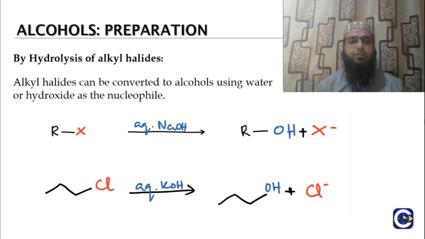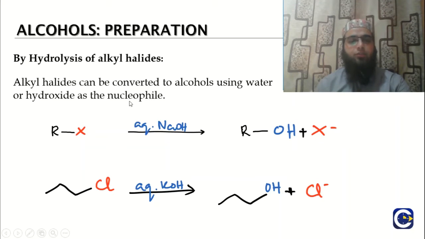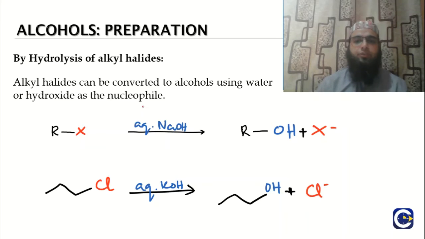The first reaction for the preparation of alcohols from alkyl halides is this: alkyl halides can be converted to alcohols by using water or hydroxide as the nucleophile. From water or hydroxide, we get a nucleophile, and the nucleophile in this case will be hydroxide, OH negative. That will attack the alkyl group, kick off the halide, and substitute itself for it, and we get the corresponding alcohol.